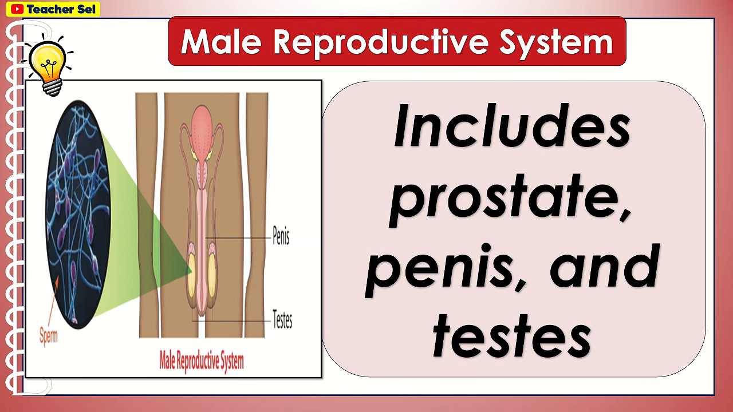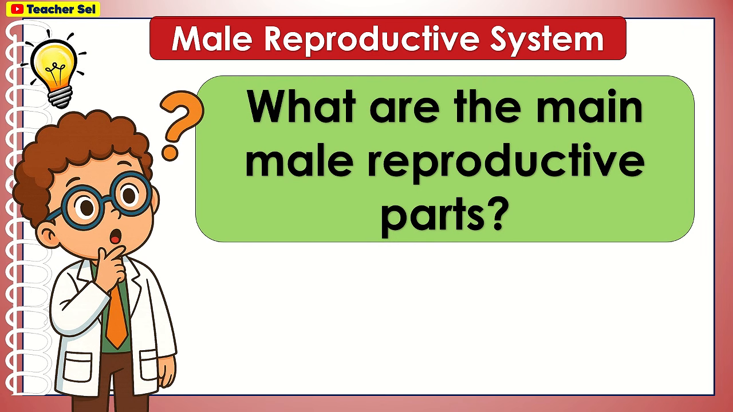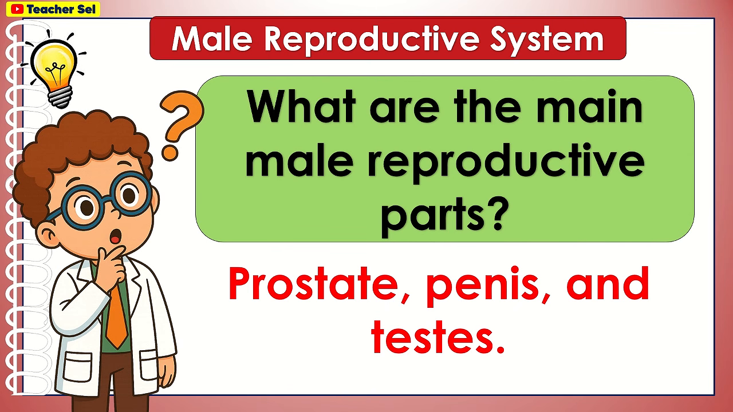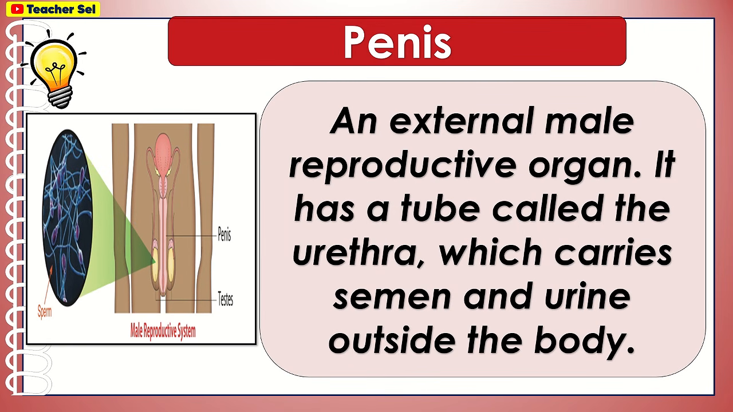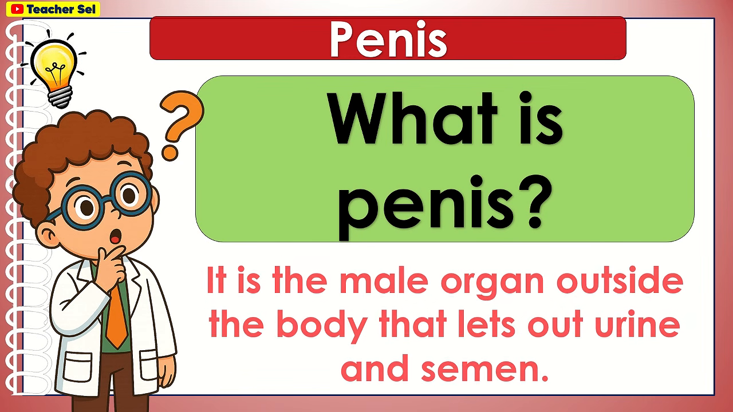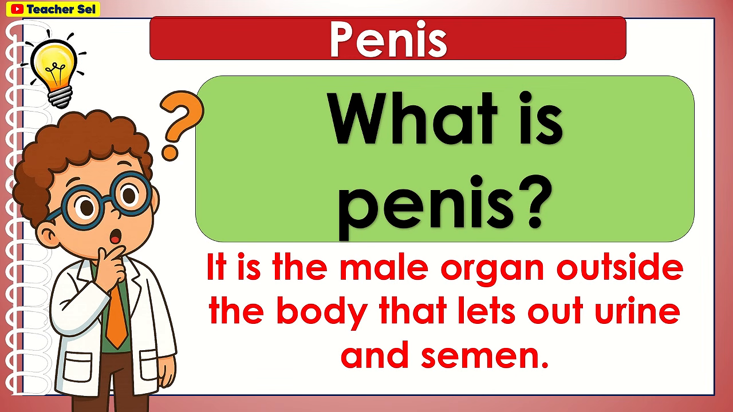For male reproductive system, includes prostate, penis, and testes. What are the main male reproductive parts? These are prostate, penis, and testes. Penis, an external male reproductive organ. It has a tube called the urethra, which carries semen and urine outside the body. What is penis? It is the male organ outside the body that lets out urine and semen.